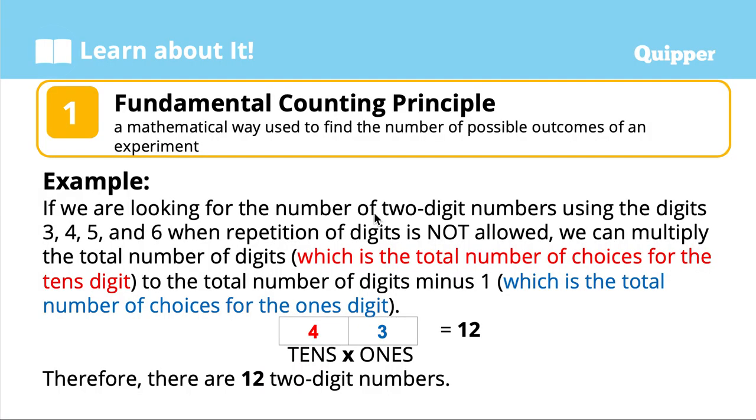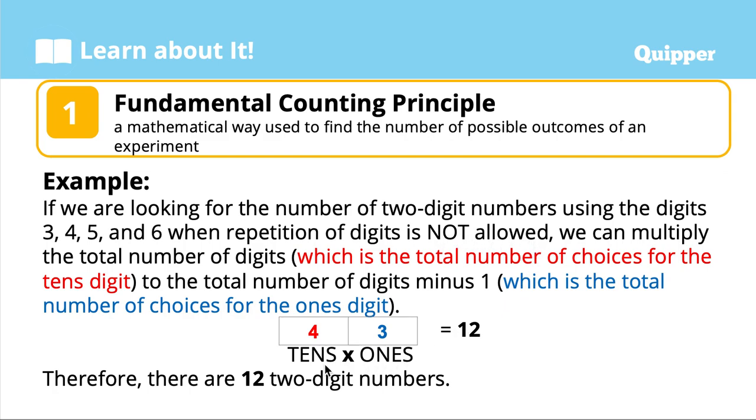Another example, if we are looking for the number of two-digit numbers using the digits 3, 4, 5, and 6, when repetition of digits is not allowed, we can multiply the total number of digits, which is the total number of choices for the tens digit, to the total number of digits minus 1, or the total number of choices for the ones digit. Here, we need to subtract 1 from the tens digit because repetition of digits is not allowed.